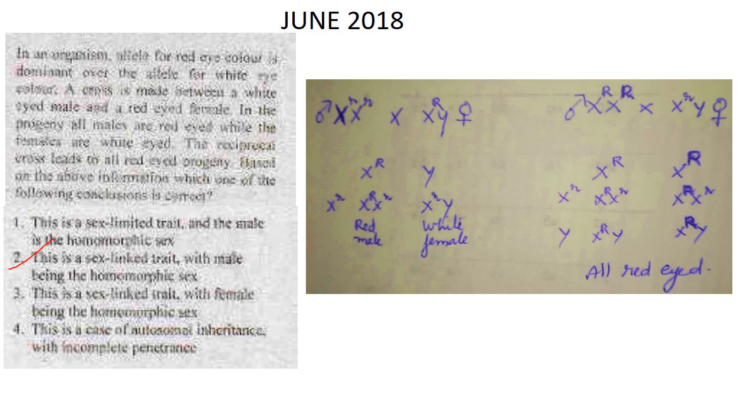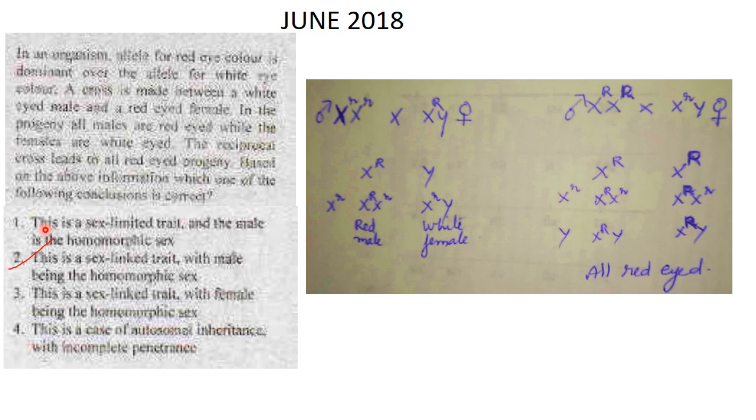So coming to the year June 2018, in an organism, allele for red eye color is dominant over allele for white eye color. A cross is made between a white-eyed male and a red-eyed female. In the progeny, all the males are red-eyed while the females are white-eyed. The reciprocal cross leads to all red-eyed progeny. Based on the above information, which one of the following conclusions is correct?